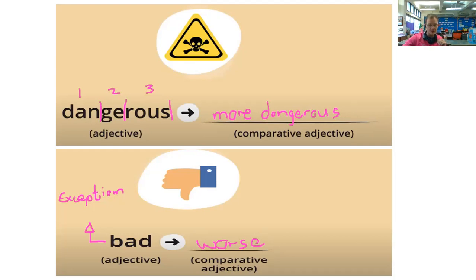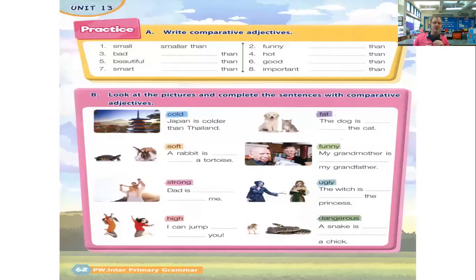Thank you for participating. So the next one we're going to look at is on page 62. We are going to practice some of these words now, because the more we practice, the easier it becomes and the better we get at it. The first one they say was small, and they say the answer is smaller than. The next one is bad. What is the comparative adjective for bad?